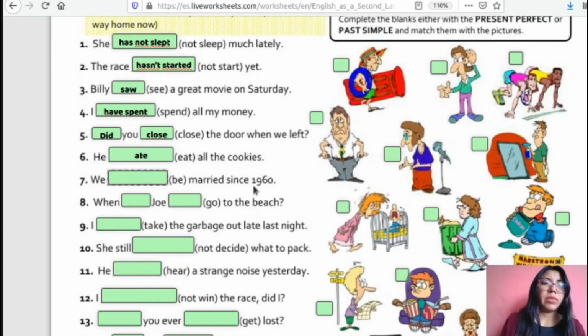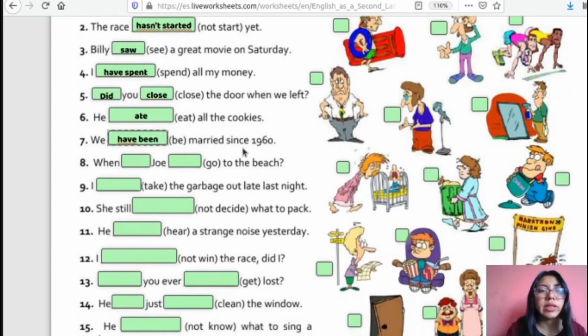Okay, pay attention here. We be married since 1960. Okay, in this case pay attention, this action connects to the present. Okay, so I am going to use present perfect. We have been married since 1960. Okay, because today they are married. Okay, so this action connects the past to the present because they are still married now.